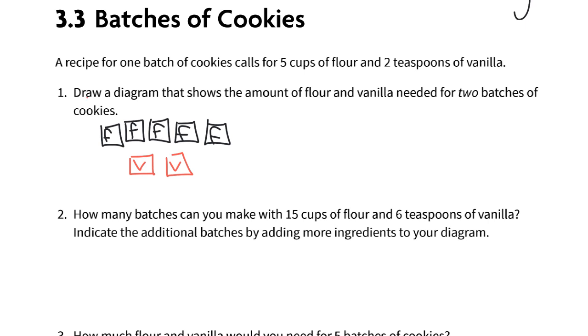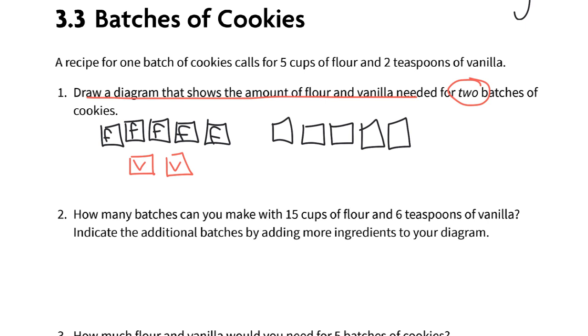Draw a diagram that shows the amount of flour and vanilla needed for 2 batches. So what are we going to do? Well, we're just going to have to do that again. Can I highlight this? Not really. All right, so I'm going to make that go away. And we're just going to have to do another 1, 2, 3, 4, 5, and then another 2. And there is our model showing how much flour and how much vanilla we would need for 2 batches.